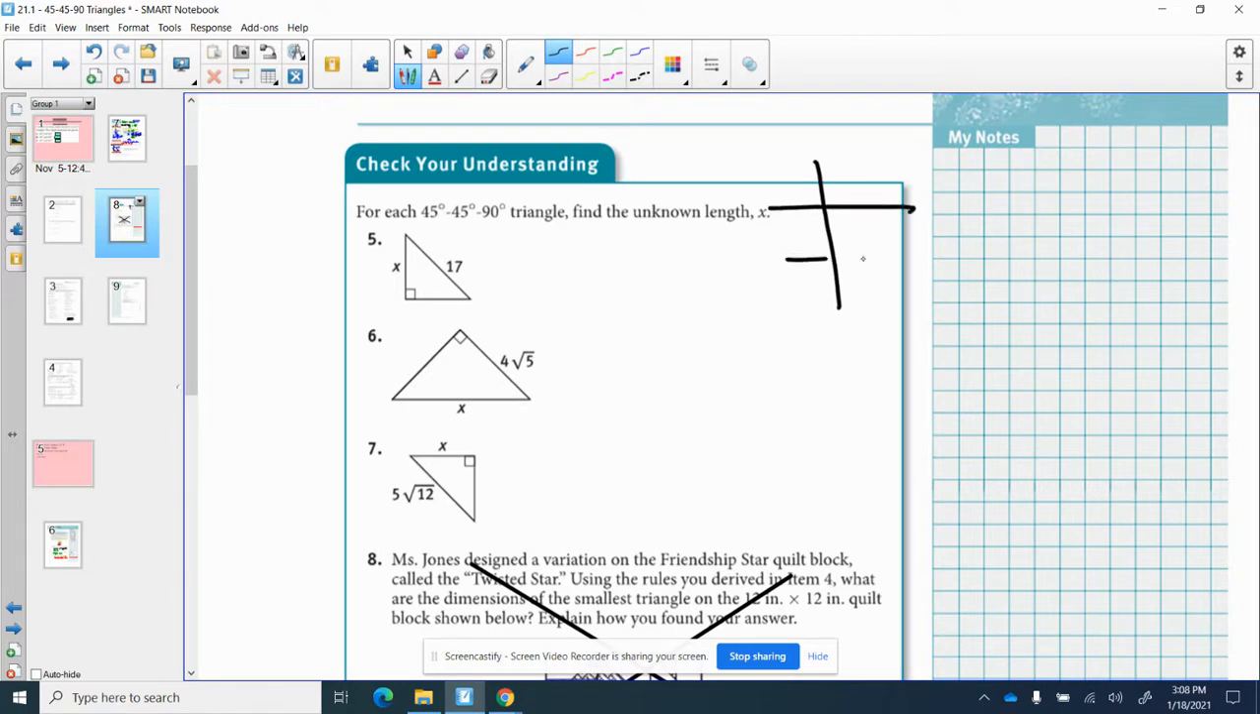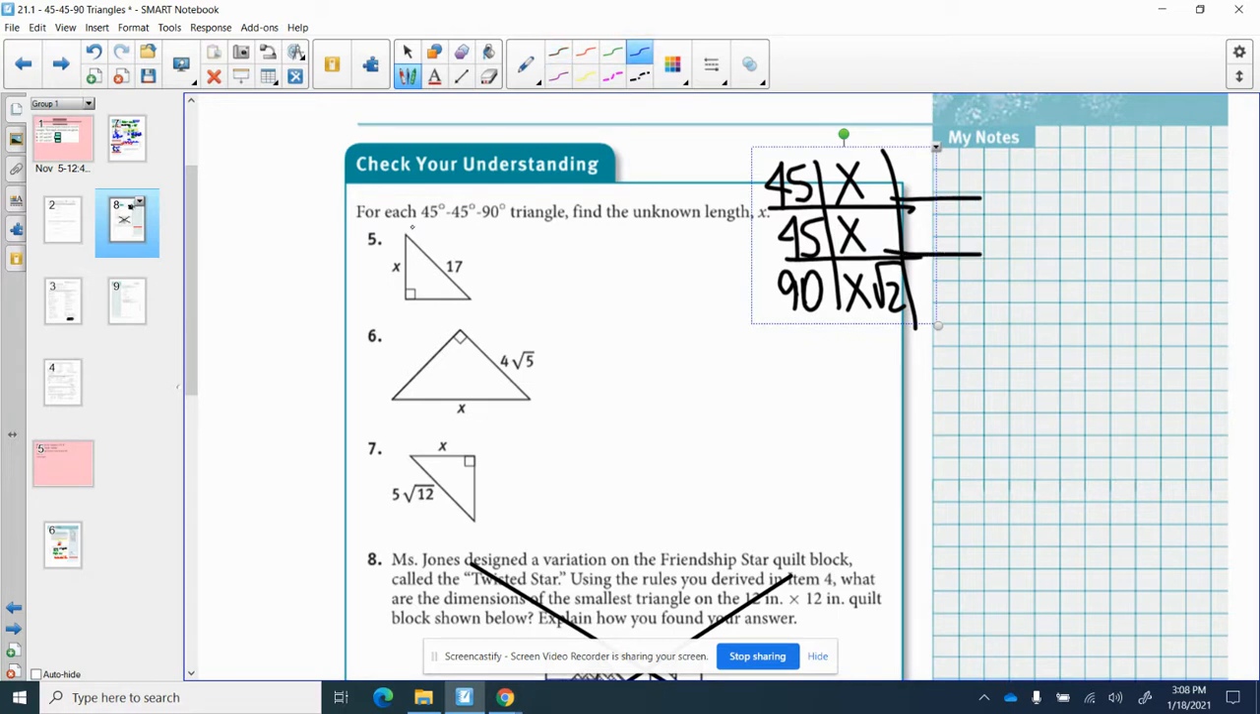So think about in a chart, we have 45, 45, and 90, aka x, x, and x square root of 2. In this picture, which side are we given? Well, we're given the hypotenuse is 17. And our goal is to just get x by itself, the leg over here. So what we would need to do is take 17 and divide it by the square root of 2 so we can get x by itself.